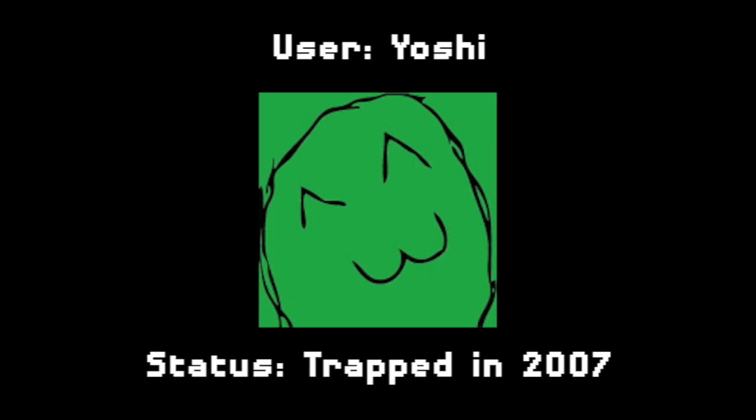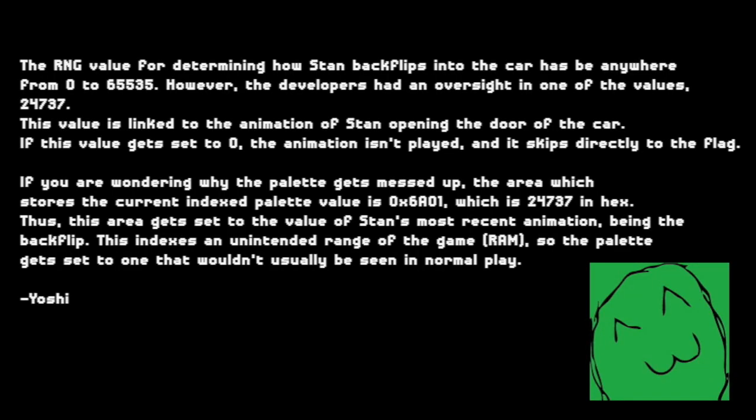This run was done by YouTube user Yoshi, not related to YouTube user Yoshimaniac. He explains his run as follows. The RNG value for determining how Stan backflips into the car can be anywhere from 0 to 65535. However, the developers had an oversight in one of the values, 24737.